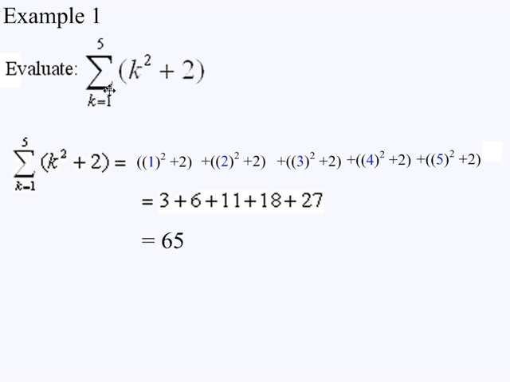So to summarize example 1, we were asked to evaluate k squared plus 2 from 1 all the way up to 5. That means that we have to plug in values for k from 1 all the way up to 5 and then add them. Sigma means summation.